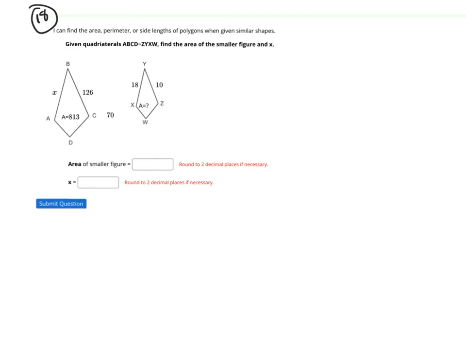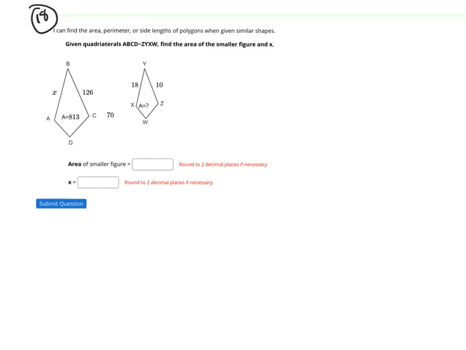Okay, let's take a look at the Unit 8 review number 18. Given quadrilaterals ABCD is similar to quadrilaterals ZYXW, find the area of the smaller figure and x. Okay, let's first of all solve for x. That's actually probably the way to go about this first.